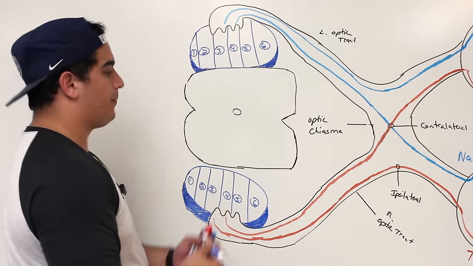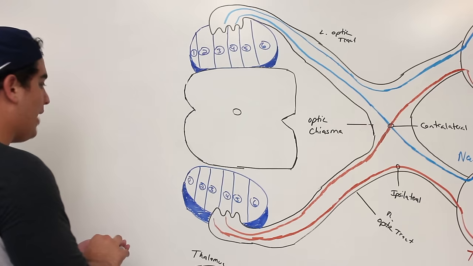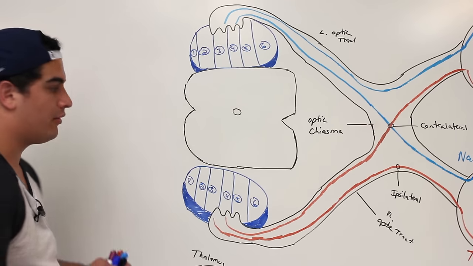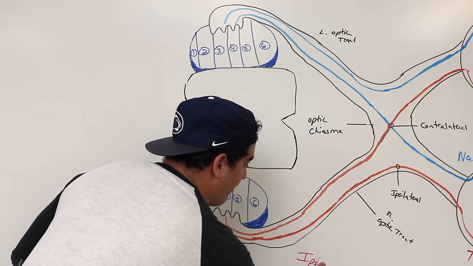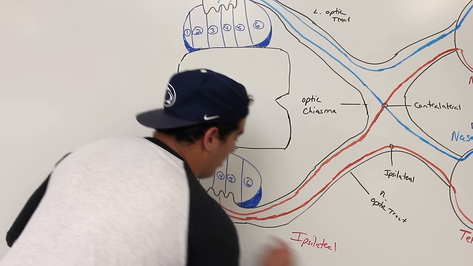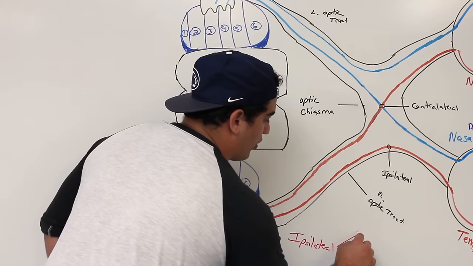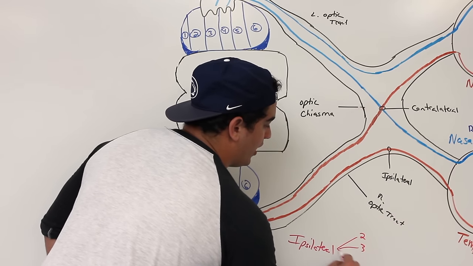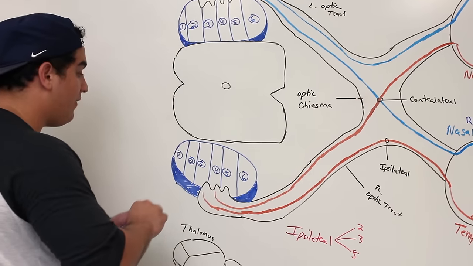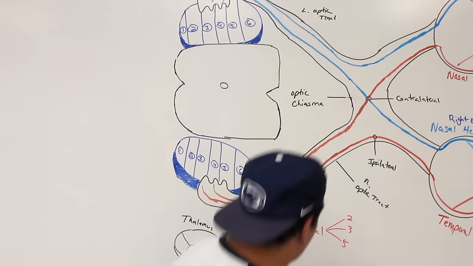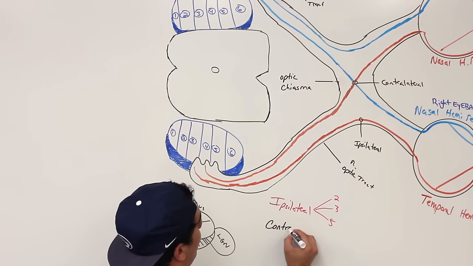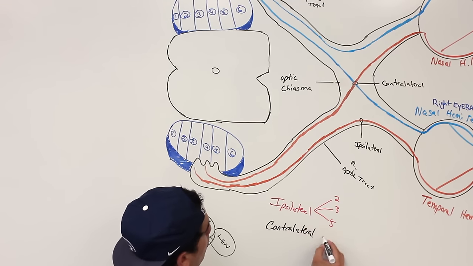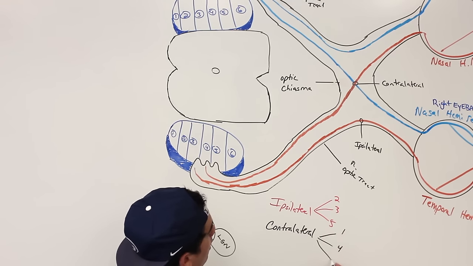Why am I telling you this? Because any ipsilateral fibers go to layers 2, 3, and 5. So ipsilateral fibers within the lateral geniculate nucleus are gonna go to layers 2, 3, and 5. So what does that leave for the contralateral? The contralateral is left with going to 1, 4, and 6. So then the contralateral fibers will go to 1, 4, and 6.